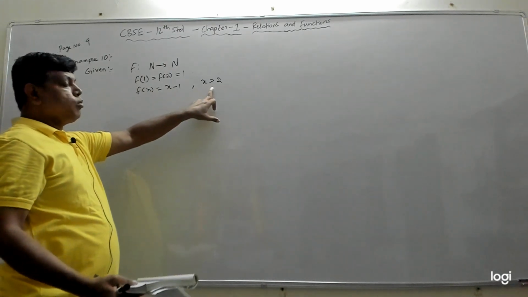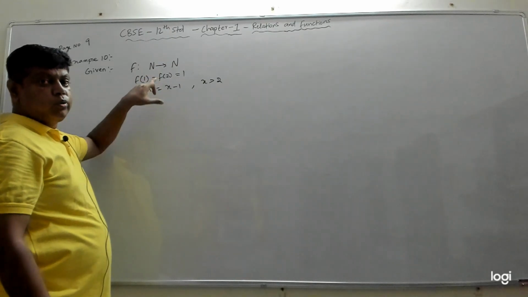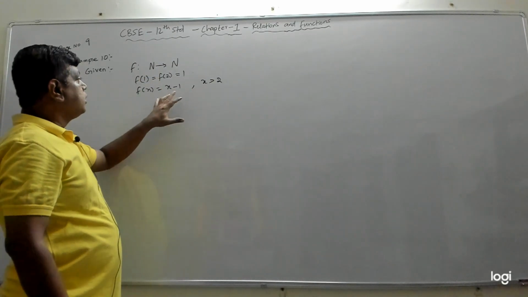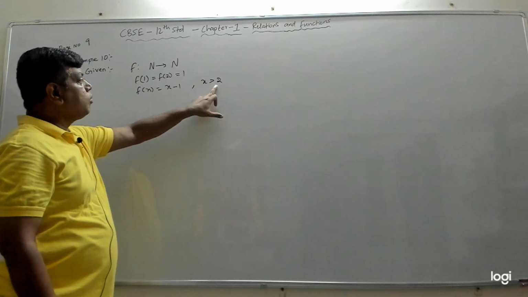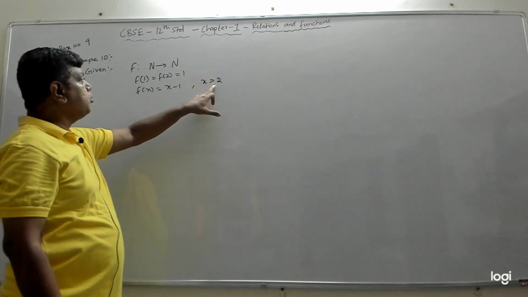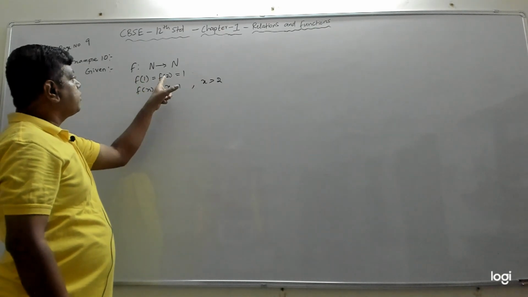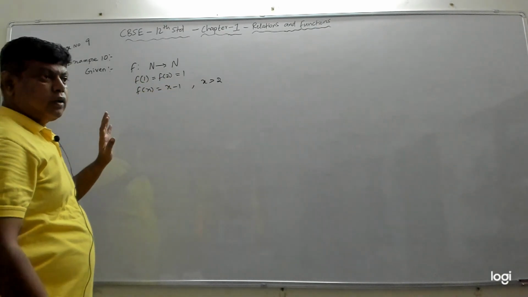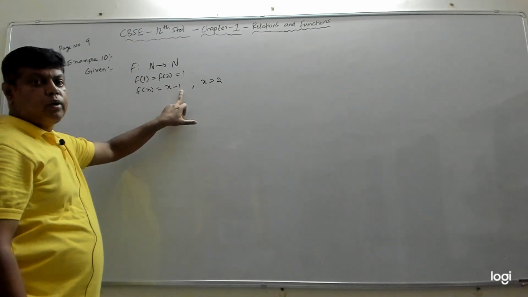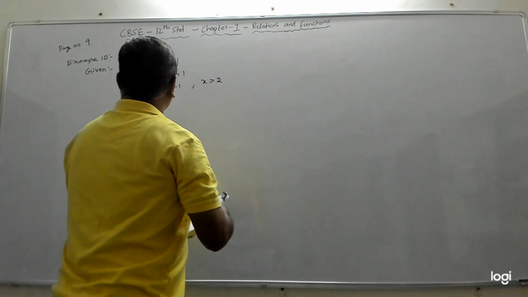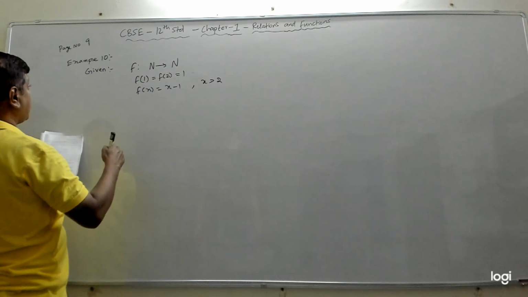x is coming from N, so it starts from 1, 2, 3 like that. If x is less than or equal to 2, which means if x is 1 or 2, then if x is 1, f of x is 1. If x is 2, then f of 2 is also 1. When x is 3, then f of x will become 3 minus 1, that will be 2. So that's how the function is defined. I will draw the arrow diagram and then I'll explain to you.